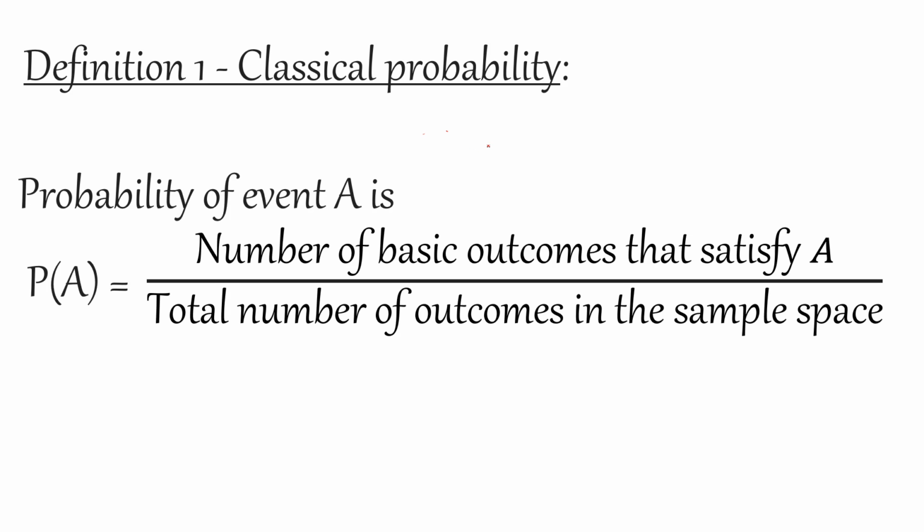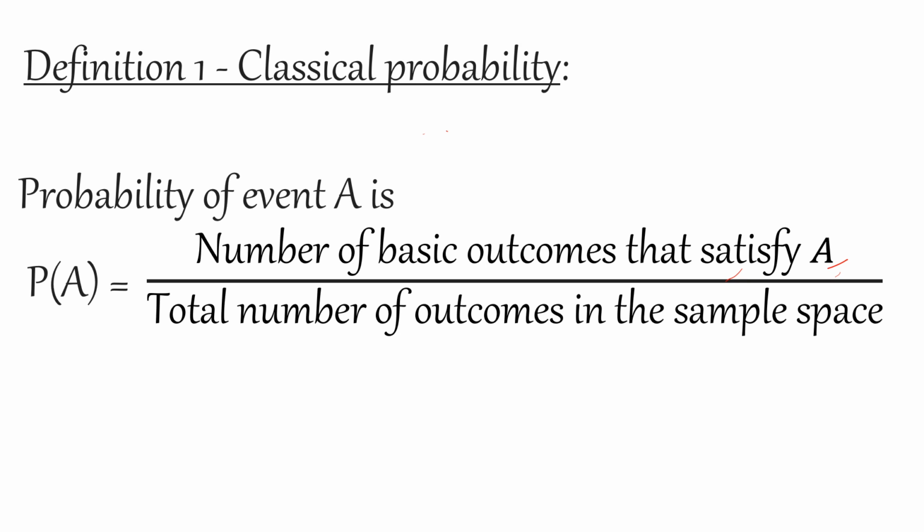This rests on an important assumption that all basic outcomes are equally likely. This is important. We are assuming here that all the outcomes are equally likely. Only for those kinds of problems can we use this. So probability of an event A is the number of basic outcomes that satisfy the event A divided by the total number of outcomes in the sample space. Okay. This is the condition.